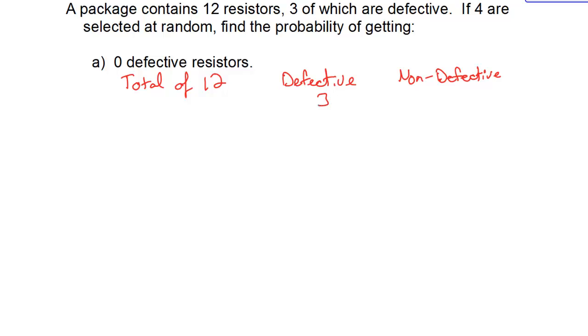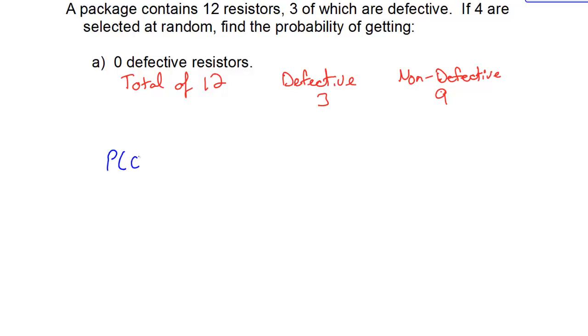We have 3 that are defective. If we have a total of 12, 3 of them are defective. If I take 12 minus 3, that leaves me with 9 that are non-defective. The resistors have to fall in one or the other of the groups. Notice that these two add up to my total number over here. So I have 3 in one group and 9 in the other group. So I'm looking at the probability of getting 0 defective resistors.